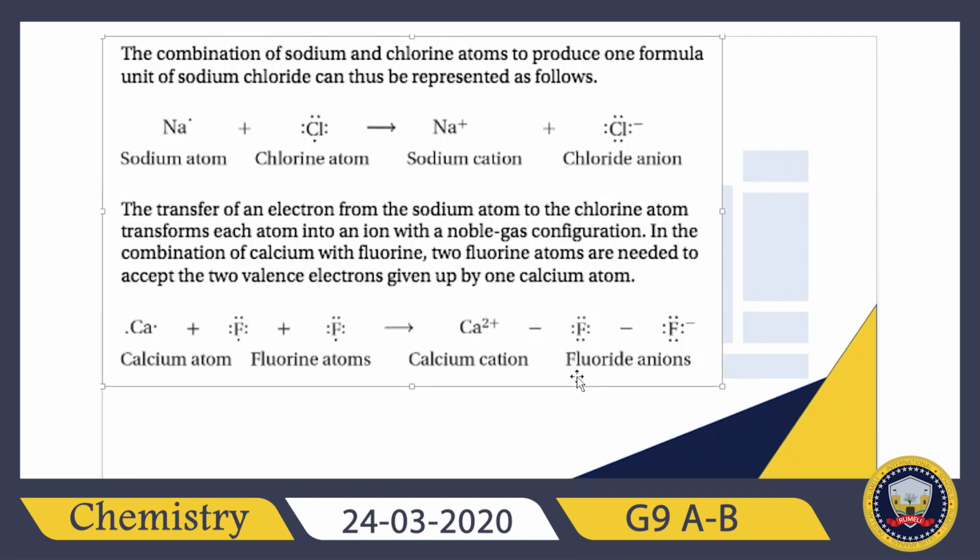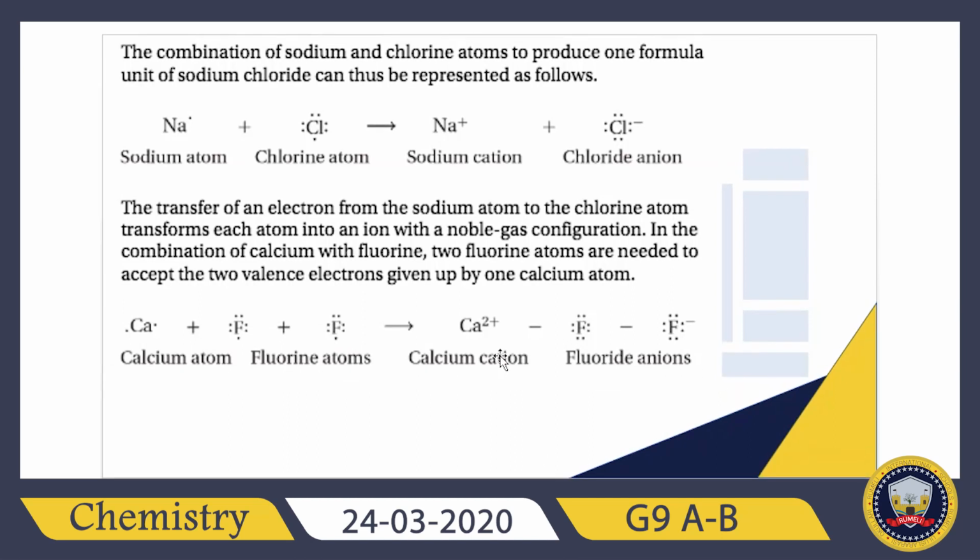So you will have a Ca2 plus, and you see here, F minus, fluoride anions. So the calcium will lose 2 electrons, 1 to each fluorine, and each fluorine gains 1. Remember that, it is very important.